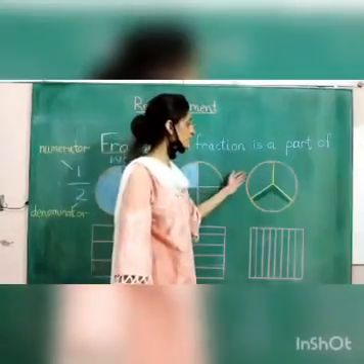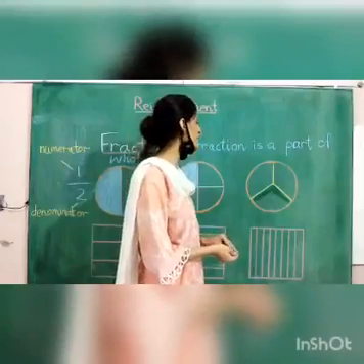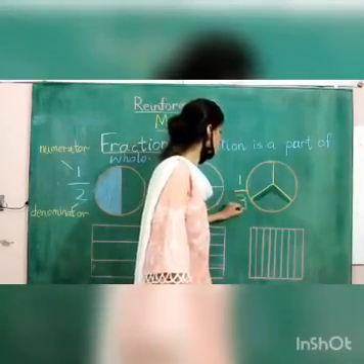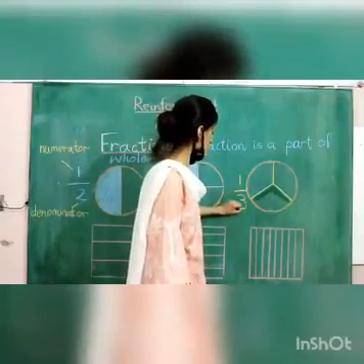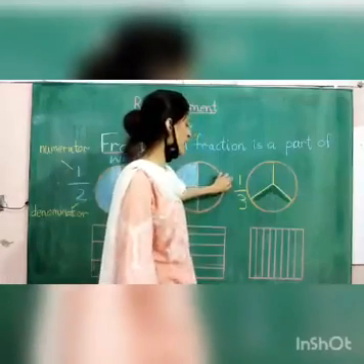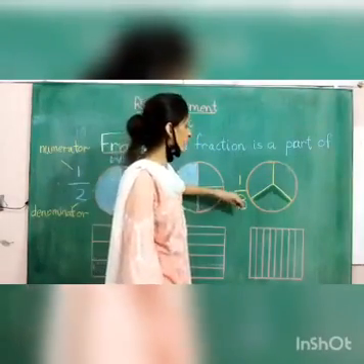Look at this circle. This whole circle is divided into three parts. So what are we going to write? A whole circle is divided into three parts. So I will tell you to color 1/3. I will color 1/3 of this circle.